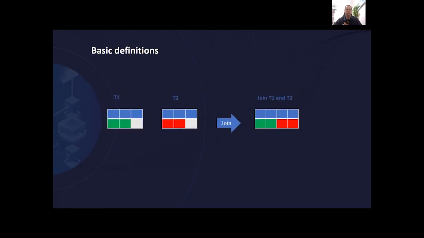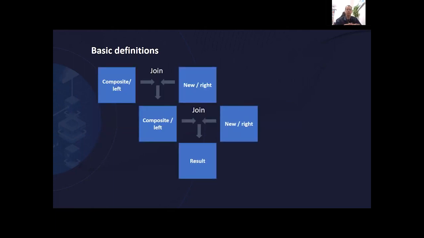Just a simple visualization. So we have table 1 and table 2, and we do a join on the blank. So that's our on the white space. So this is our join condition, and we just join the green and red columns. Again, some basic definitions here. On the left, we have the composite or the left table. We join it with the right or new table. Then we create this composite or new left table, and we join with the new right table, and we have the result. So in this case, we do two join operations. So this is really just about the definitions.